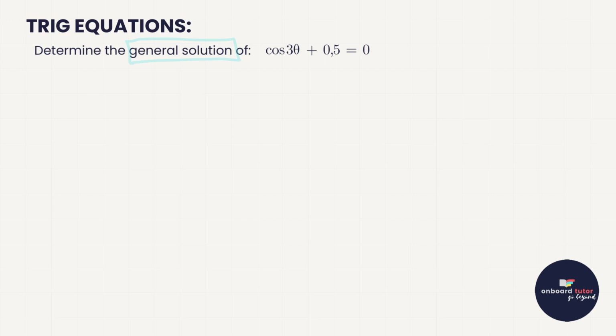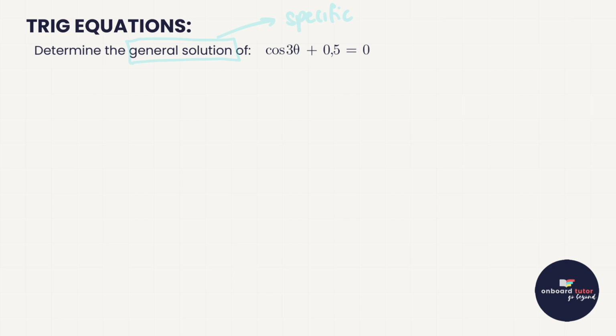With all trig equations, we start off by finding a general solution, and then sometimes if they give us a domain, we can branch off and find a more specific solution. But the question will specifically say that. So for now, they just want the general solution, and that's a good place to start.